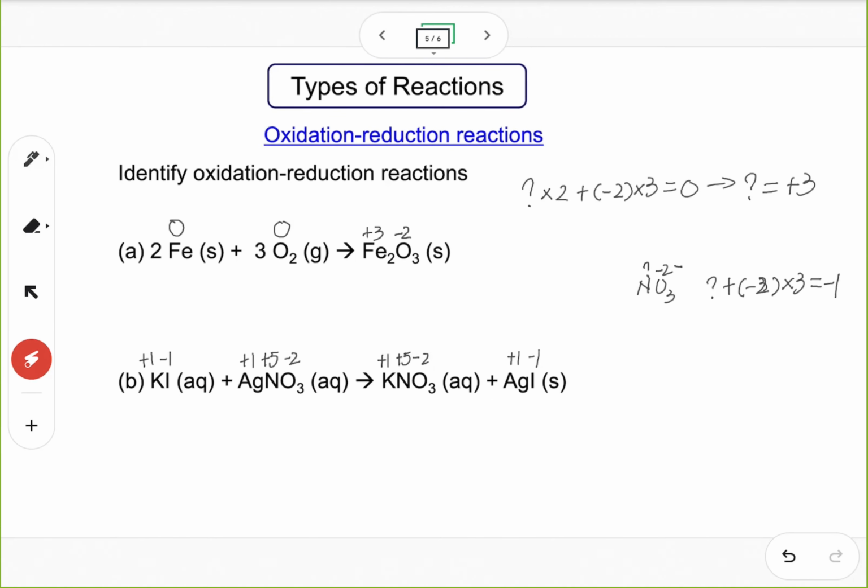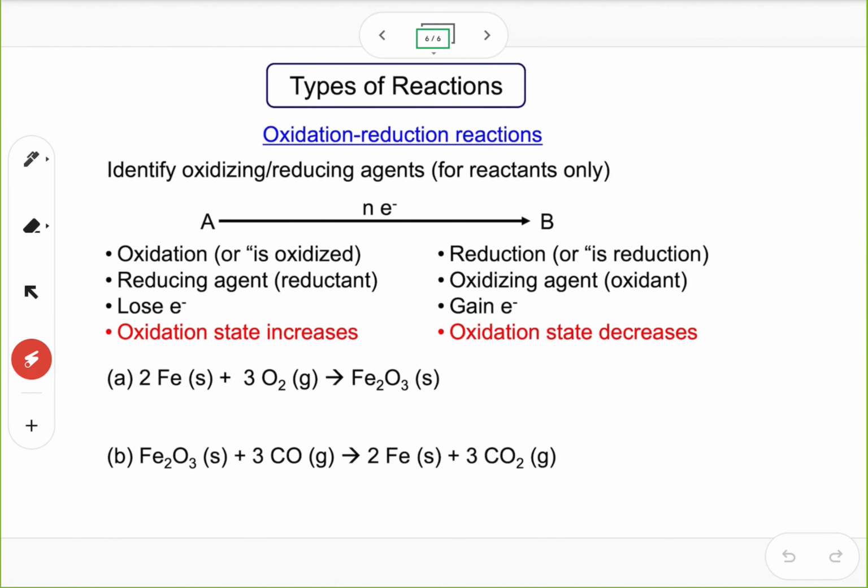Now we've already discussed how we identify whether a reaction is an oxidation reduction reaction. Now let's get deeper into this topic. Let's learn how we identify oxidizing and reducing agents. I want to remind you, when we talk about oxidizing and reducing agents, we are talking about the reactants only. A common mistake is to assign products as oxidizing or reducing agents. That's not correct.